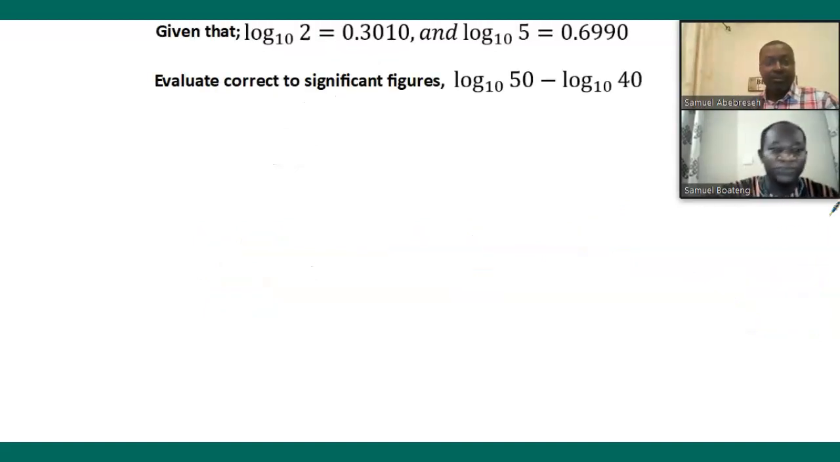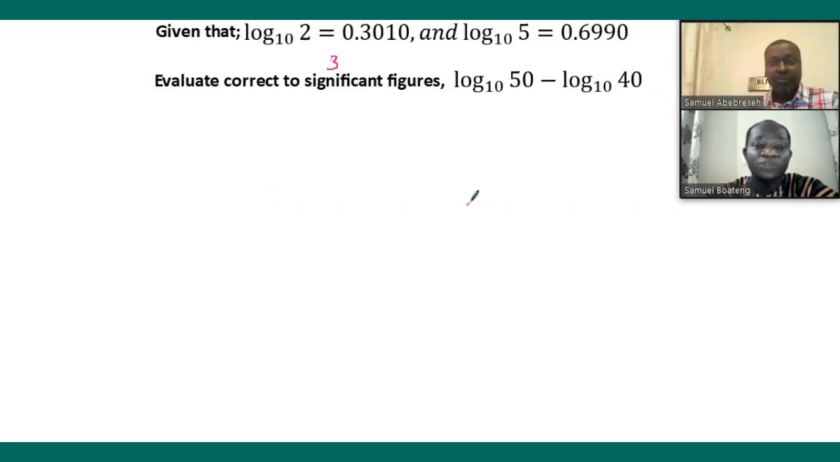On the screen, we have log 2 to the base 10 to be 0.3010, and log 5 to the base 10 to be 0.6990. We have to evaluate the expression log 50 to the base 10 minus log 40 to the base 10. This is also a simple problem in logarithm, but care must be taken. We have been given the value for log 2 to the base 10, and the value of log 5 to the base 10.